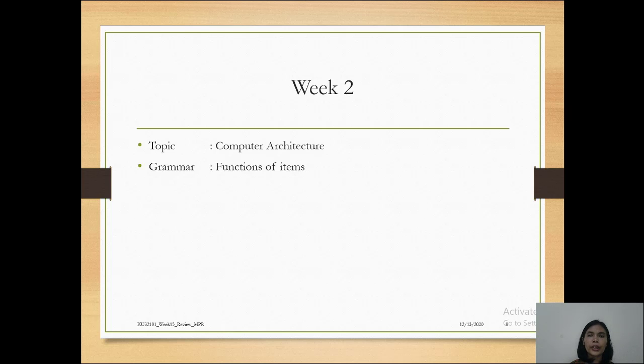For week 2, the topic was computer architecture, and the grammar discussion was about the expressions of functions of items. In week 3, we discussed computer application and the grammar of passive voice in present tense. For week 4, we talked about application programs and expressions of giving instruction.